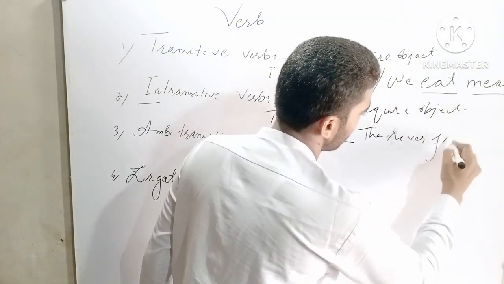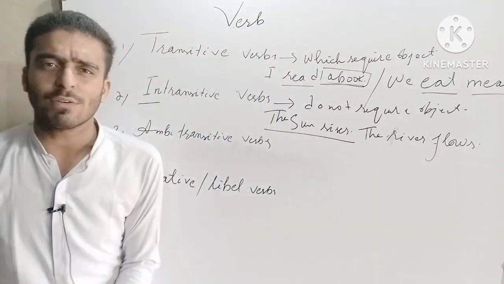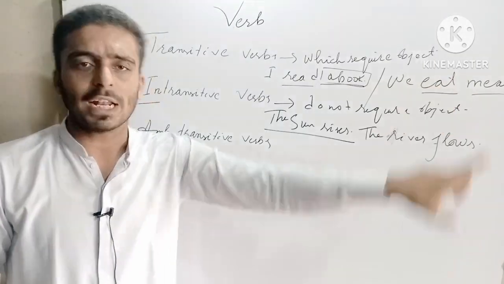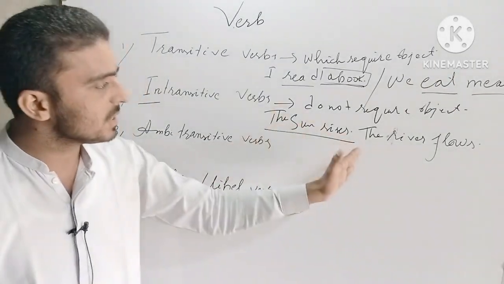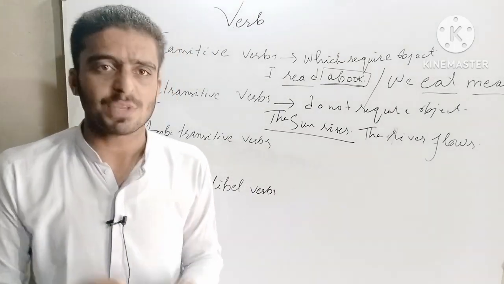the river flows. You can make lots of examples by using these verbs. Just you have to make the concept in your mind that transitive verbs always require an object. They cannot give the meaning without an object. And intransitive verbs do not require any object. They can give the complete meaning without using an object in the sentence.